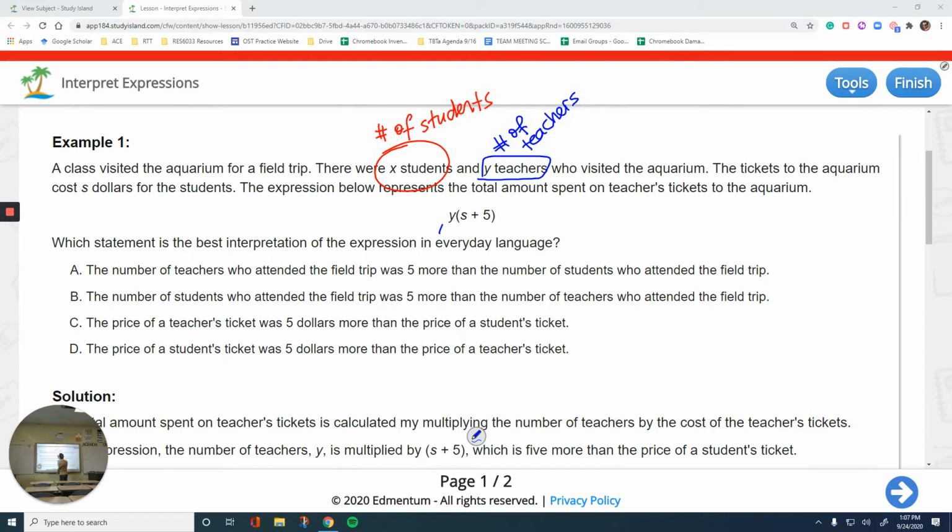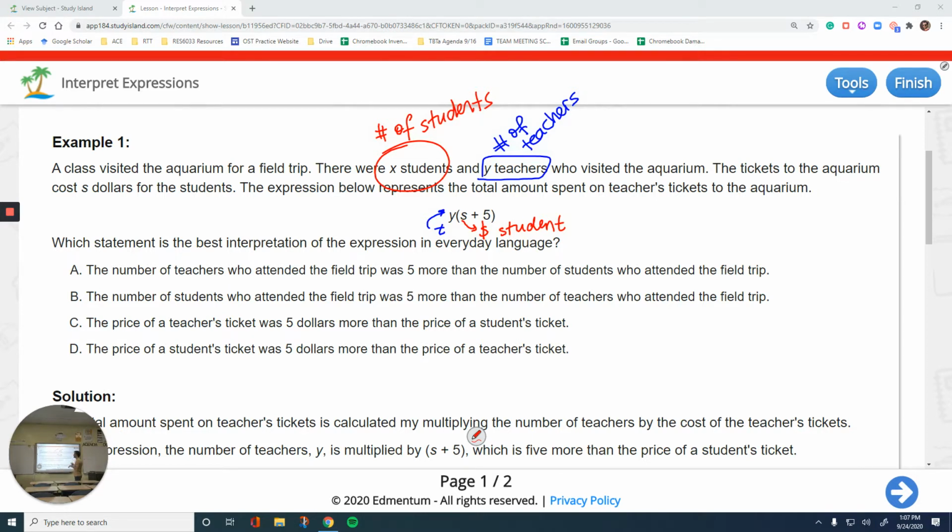So this right here is the number of teachers, just to make sure that it's Y. X is not given in the expression that I see over here. The tickets to the aquarium cost S dollars for the students. So this one here is the amount of dollars for students. Let's say that S equals $10. Plus 5 would mean add $5 more on top of that $10 when you're trying to figure something out about the teachers. That's what it looks like.